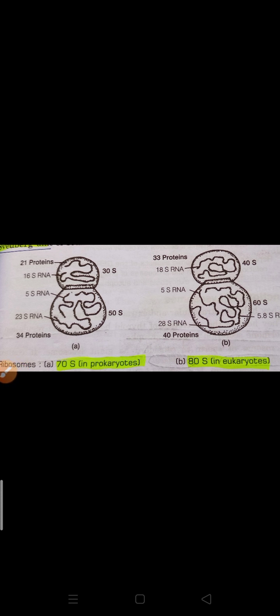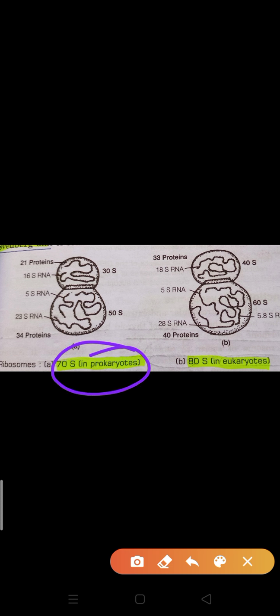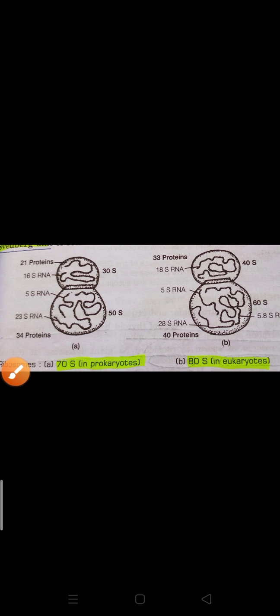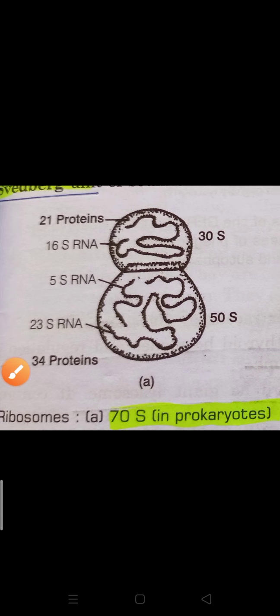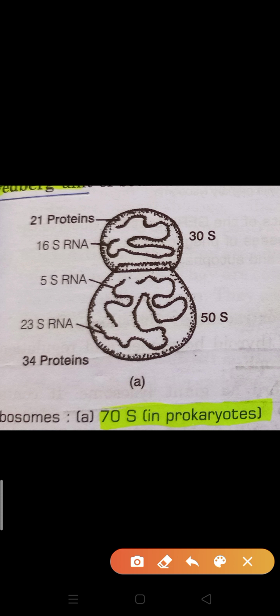Ribosomes are of two types: 70S type of ribosome and 80S type of ribosome. The 70S type is basically found in prokaryotic cells and the 80S type is found in eukaryotic cells. First we will discuss the 70S type of ribosome, which is present in prokaryotic cells as well as inside the mitochondria. Here you can see two units are present, one known as the small unit and one known as the large unit.